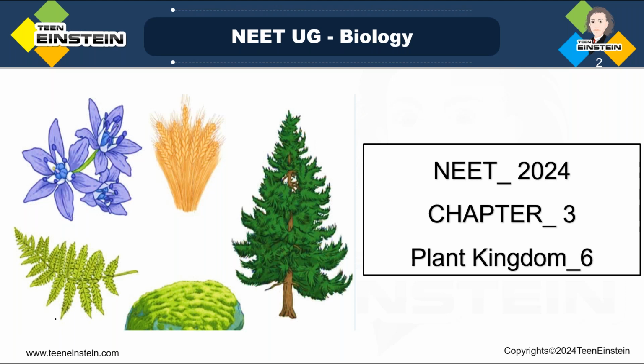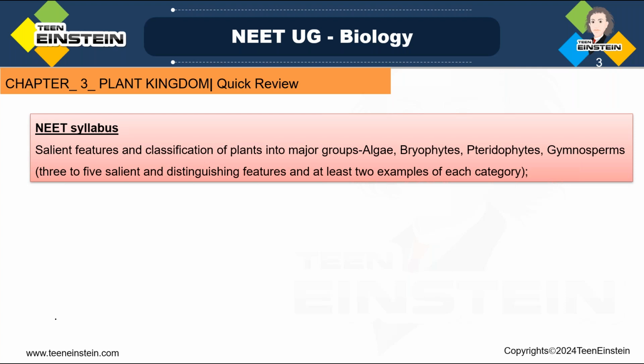In this chapter, the third chapter, Plant Kingdom, we have learned about the salient features and classification of plants, and all the major groups. We have learned about algae, bryophytes, pteridophytes, gymnosperms, and angiosperms, with examples and almost all the important features. So now we are moving to the previous year questions.